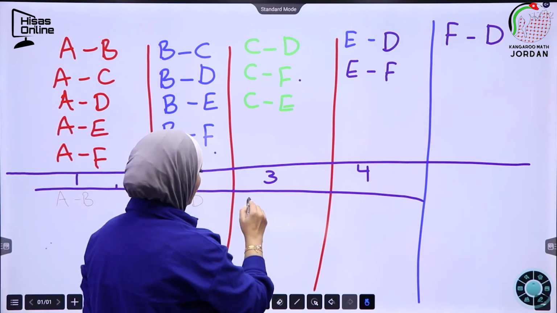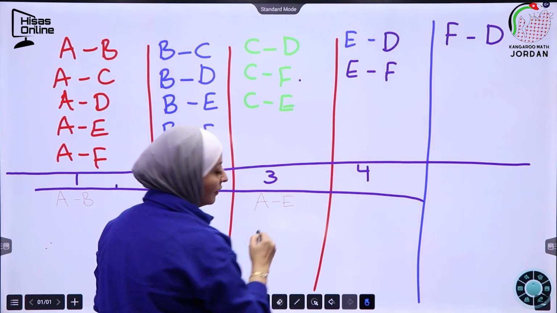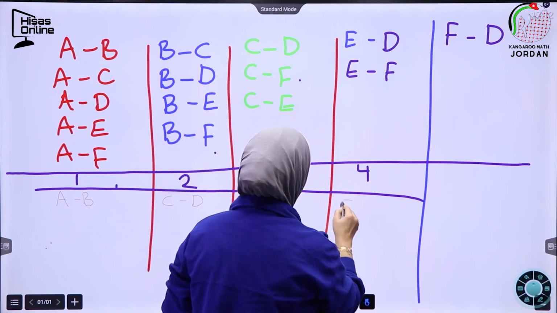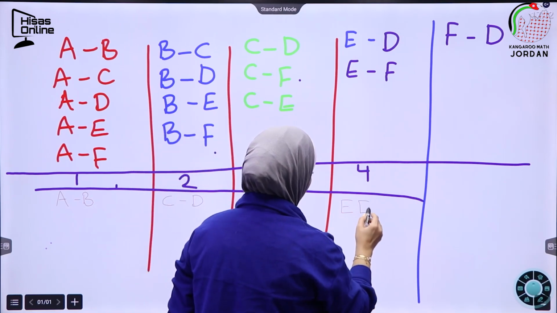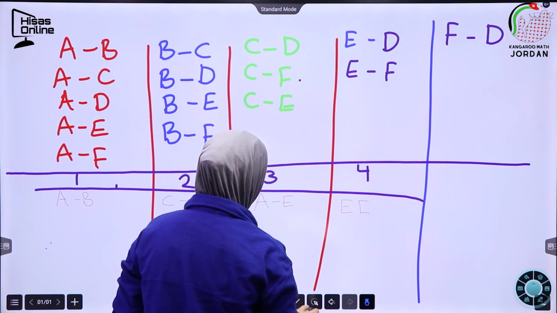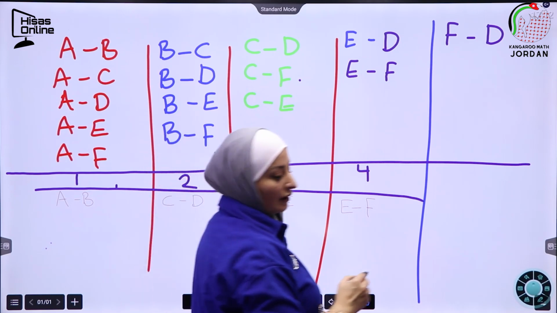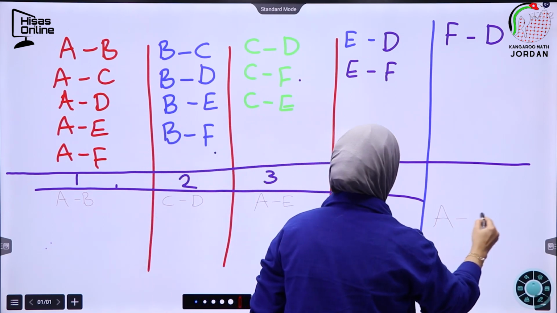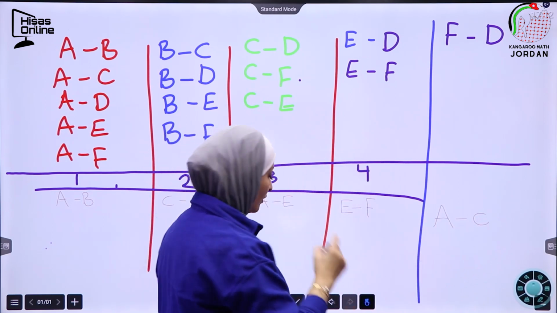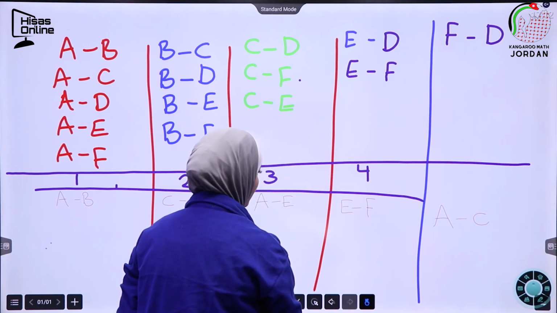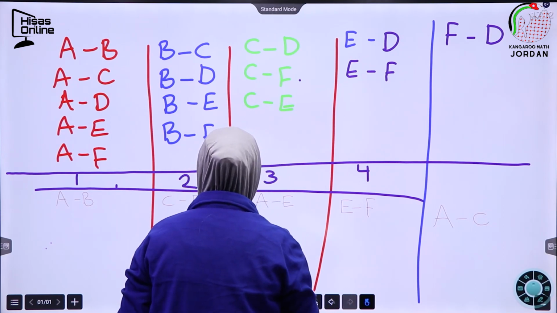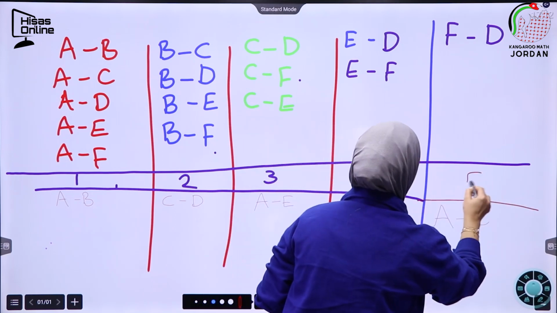And we have AE, and we still have EF, and AC. Okay, so we have one more round, which is 5.